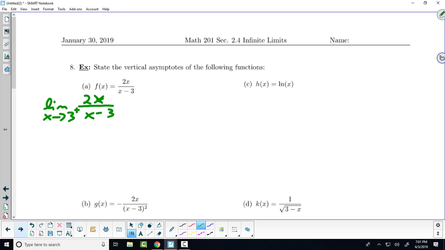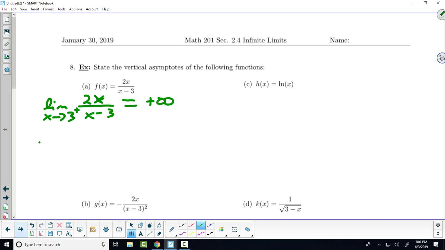Okay? What is the numerator of this expression approaching? 6. The numerator is approaching 6. What's the denominator approaching? A very, very small but positive number. What is a positive number divided by an arbitrarily small positive number? You can use without any justification. You can say that equals plus infinity, or just infinity.